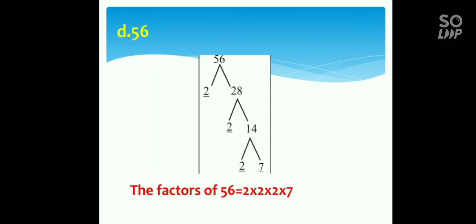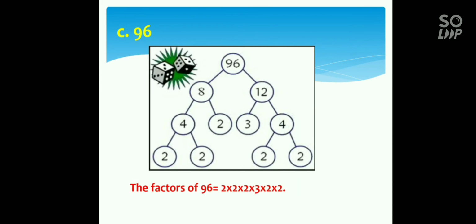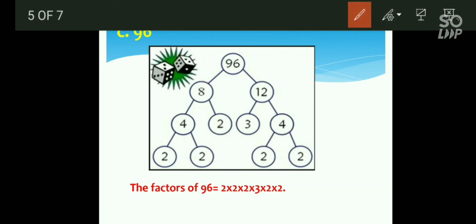8 into 12 is 96. Therefore, we have written 8 into 12 is 96, no problem. Now, because 8 and 12 are both composite numbers, we can find the prime factors of both. 8 you can write as 4 into 2, and this 2 is a prime number. 4 again we can write as 2 into 2. Now this 2, this 2, this 2 we got as prime numbers.